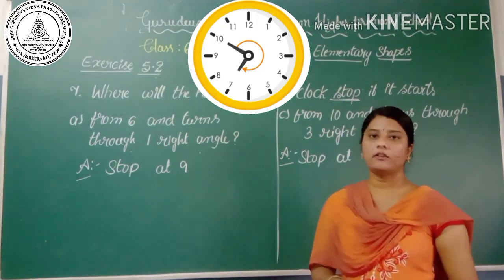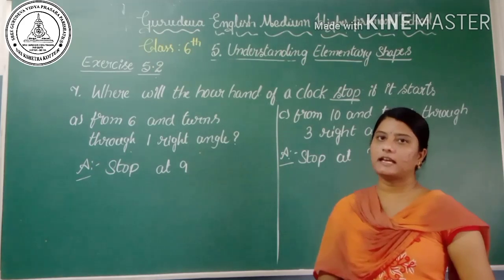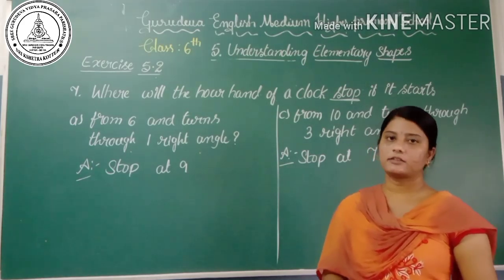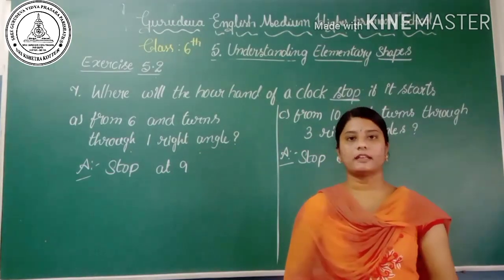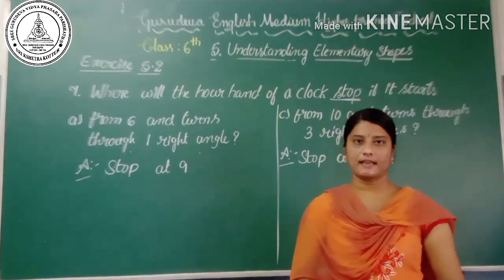So up to here we have learned the straight, right and complete angles. In the next class we are going to learn about acute, obtuse and reflex angles.